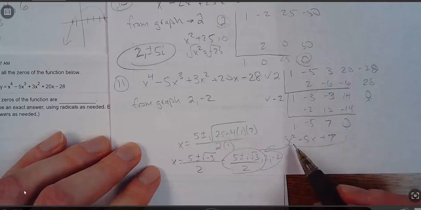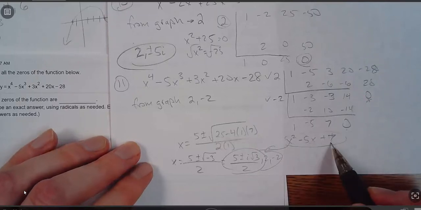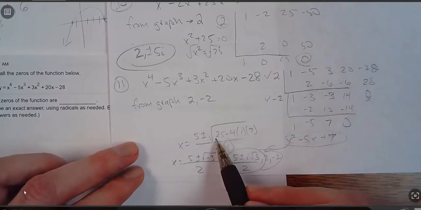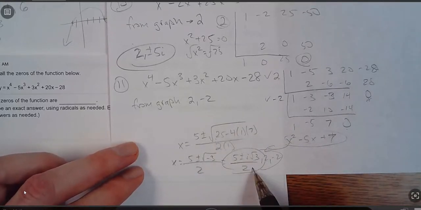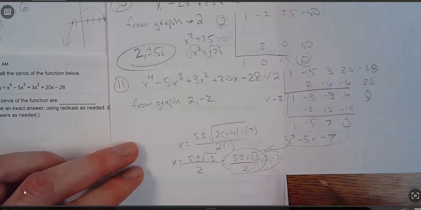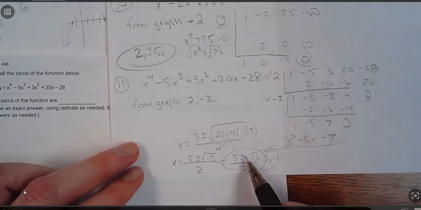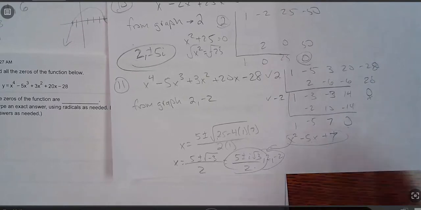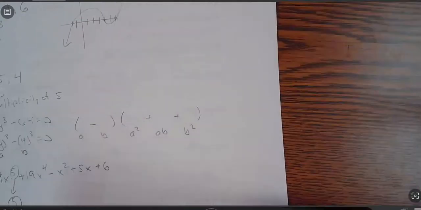What's left was x squared minus 5x plus 7. So put that into the quadratic formula here and simplify. So there's 1, 2, 3, 4. There's my 4 solutions. 2 of them were real, 2 of them were imaginary, but there's my 4 solutions. Okay, so there was part 1.